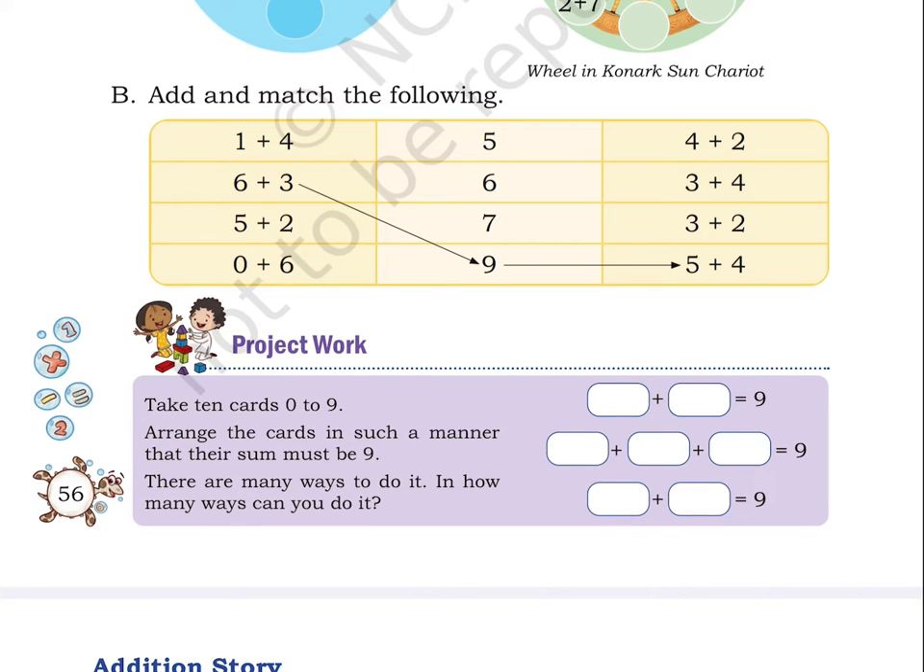Project work. Take 10 cards 0 to 9. Arrange the cards as given here. Place the cards such that their sum is 9. There are many ways to do it. In how many ways can you do it? Blank plus blank is equal to 9. Blank plus blank plus blank is equal to 9. Blank plus blank is equal to 9.